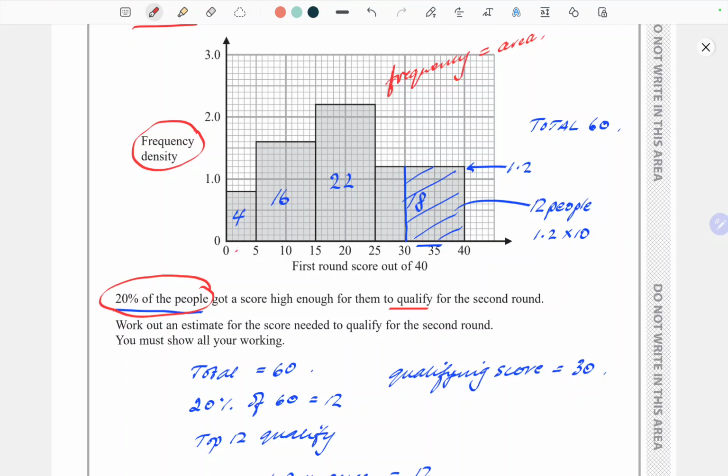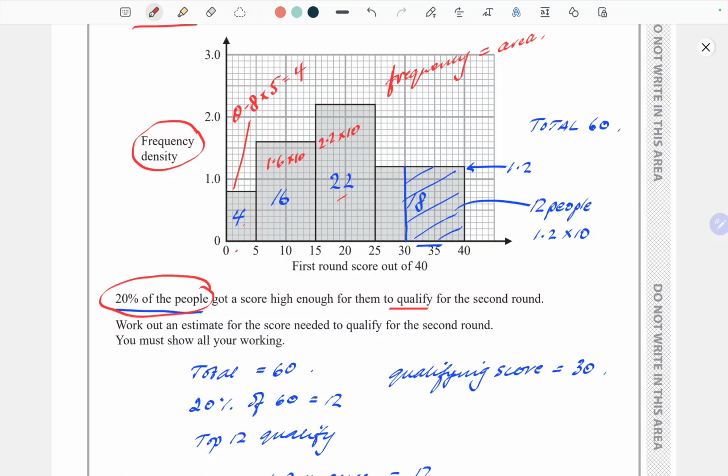This first one here, it's got a height of 0.8 times a width of 5 equals 4. All right, so the frequency is 4. Same method for the next one. It's 1.6 times 10, 2.2 times 10, 22 for that one.